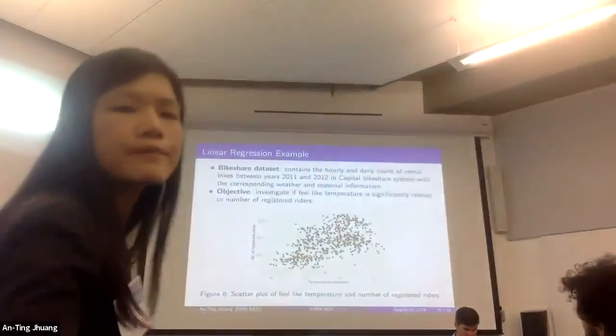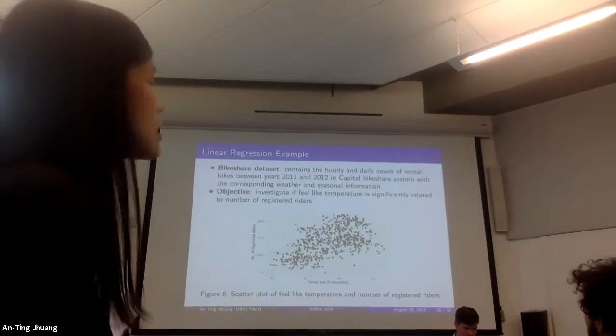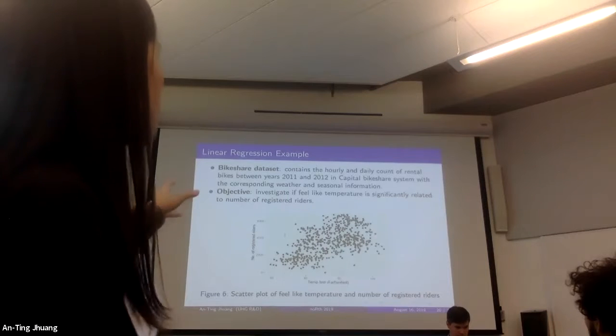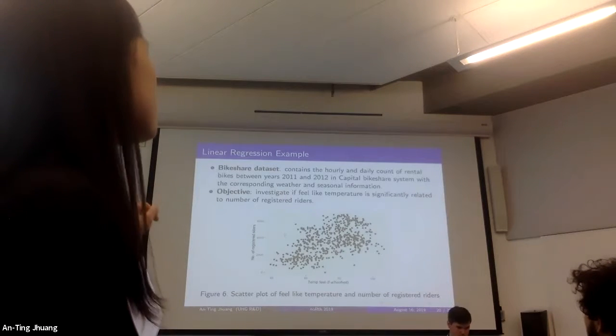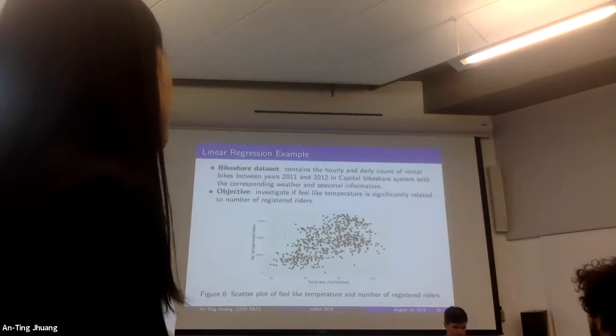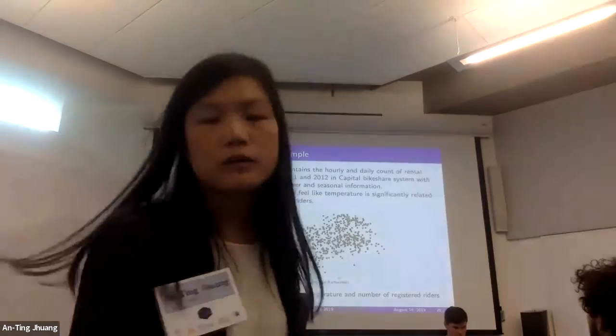So here is a scatter plot in ggplot2. As you can see, it shows a strong positive linear relationship here. So we think that it's reasonable to fit a linear regression model.